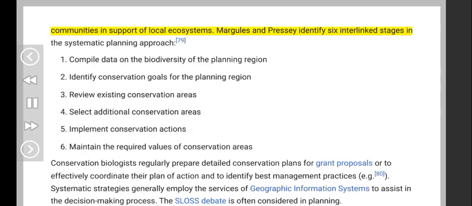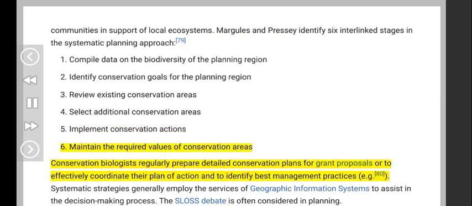Communities in support of local ecosystems. Margules and Pressey identify six interlinked stages in the systematic planning approach. 1. Compile data on the biodiversity of the planning region. 2. Identify conservation goals for the planning region. 3. Review existing conservation areas. 4. Select additional conservation areas. 5. Implement conservation actions. 6. Maintain the required values of conservation areas.